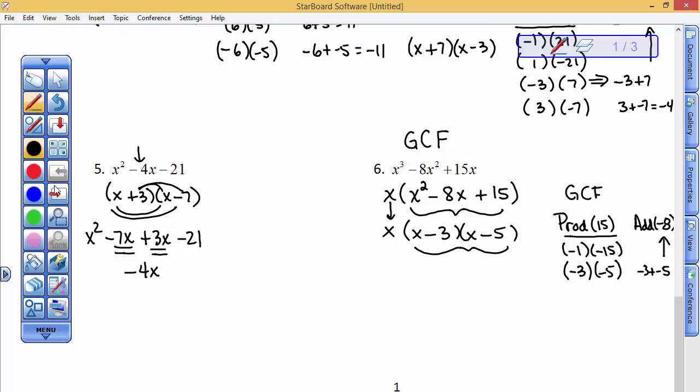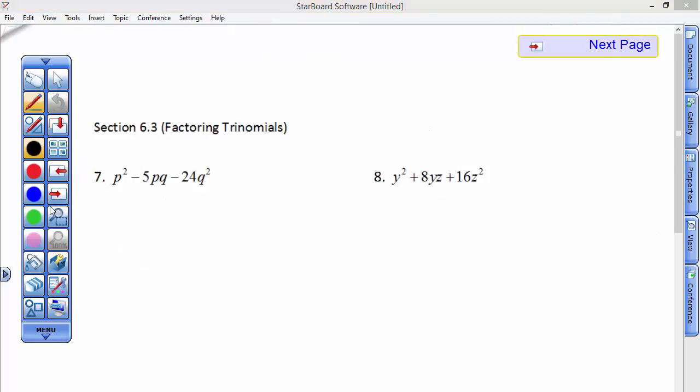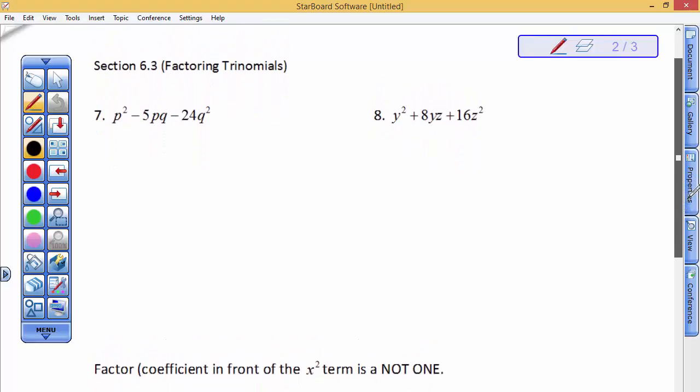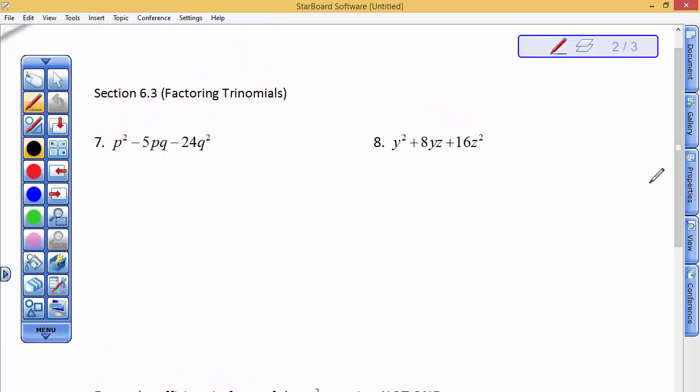Just because we have p's and q's doesn't mean that it's not just a plain old trinomial that has a 1 in front of the squared term, because it is. This is going to factor into a problem where I have to put a p in the front of each of these because I want their product to be p squared. So forget about all these p's and q's.